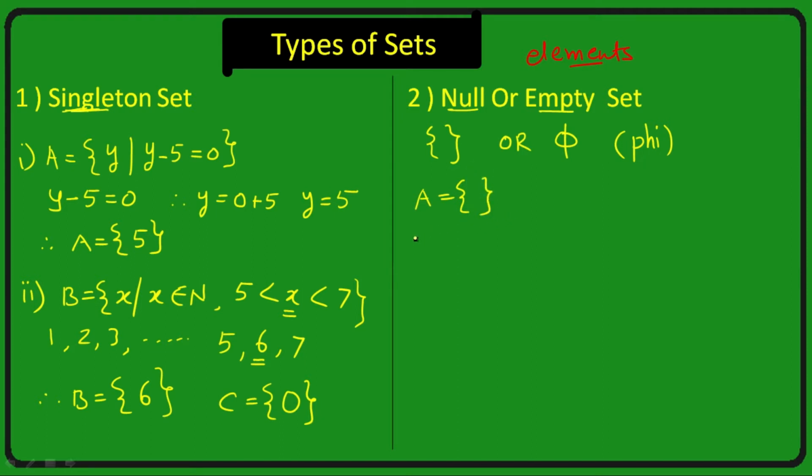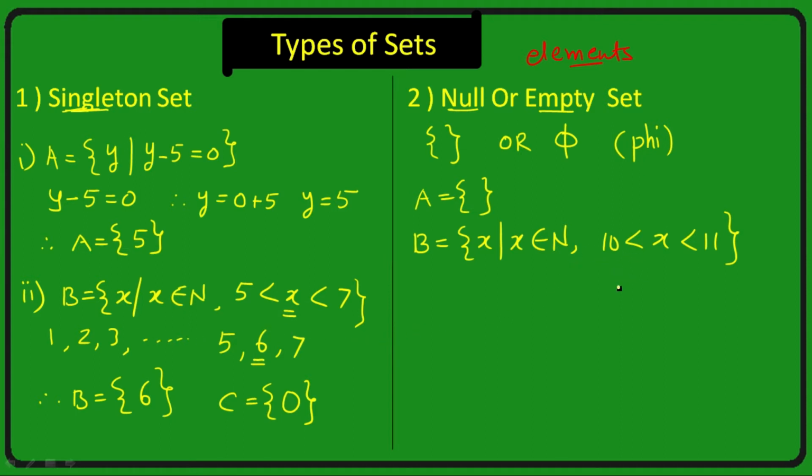Suppose there is another example. Let B be the set of all x such that x is an element of the natural numbers, but the value of x is greater than 10 and smaller than 11. So which condition is given here? x is a natural number, no doubt. Natural numbers we know are 1, 2, 3, 4, up to infinity.